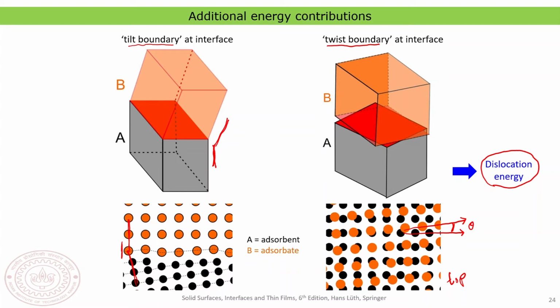Now, since this is a tilt boundary or a twist boundary, the changes are there at the boundary, but as the growth increases in the z direction, the changes become minimal. That is the reason why this interesting scenario occurs at the interface if the strain energy is very large, and we token it as a sort of dislocation energy, either a tilt dislocation or a twist dislocation energy. We will see the details in the next slide.